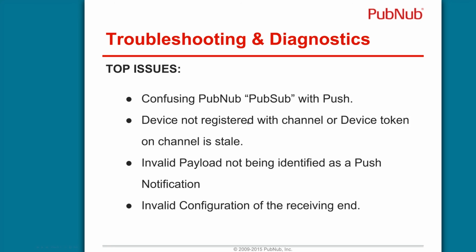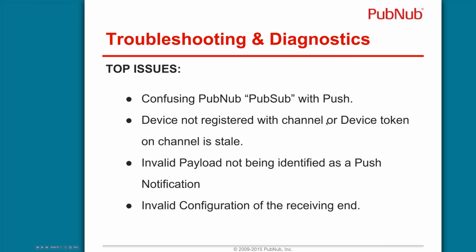So I would highly recommend that as you integrate push, you start with no PubNub to begin with, and then add the PubNub part of it. That will help you layer things in appropriately so that you can ensure your push notification is working and your PubSub is working as well.